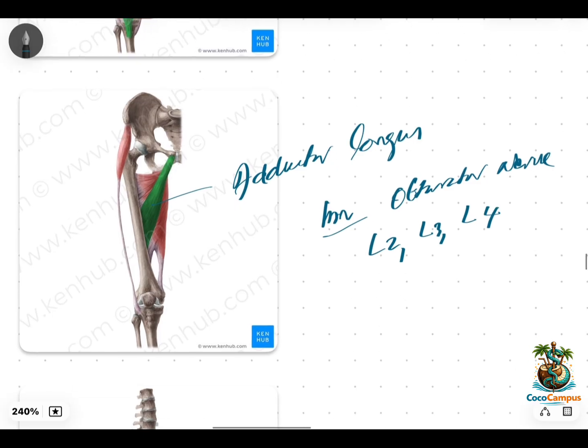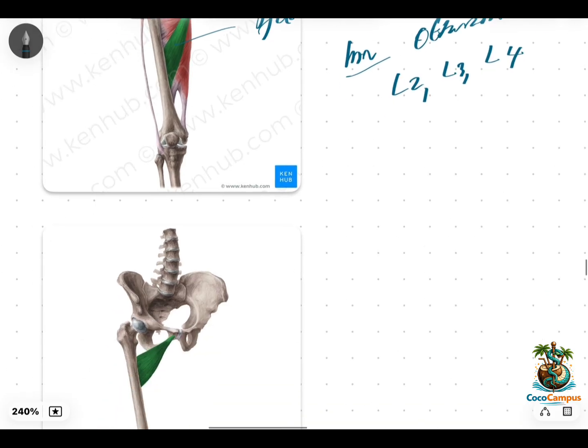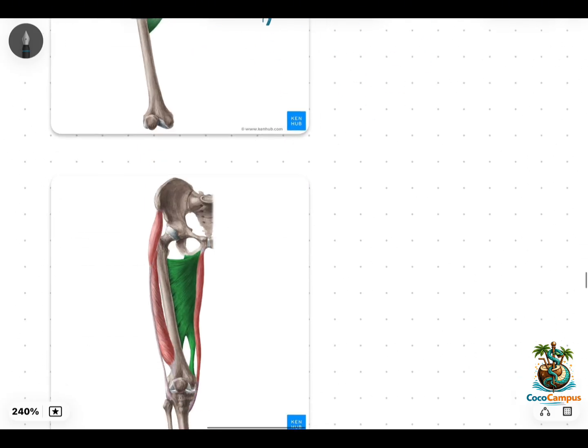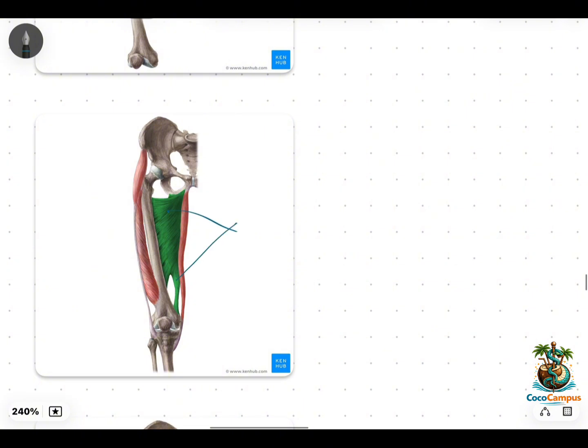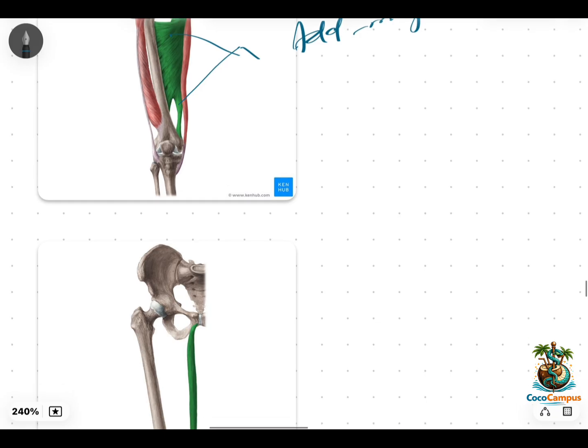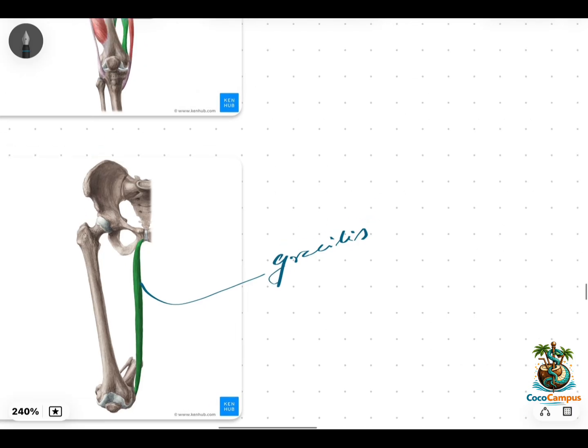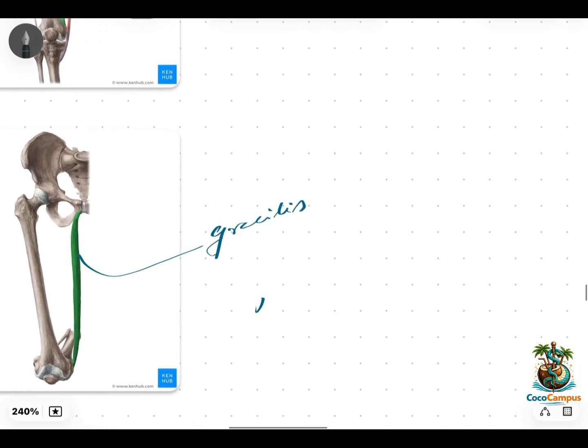So, looking at the muscles: adductor longus, adductor brevis, and adductor magnus. Wow, this dude is huge, right? Usually you just have longus and brevis, but here you've got a magnus too. And gracilis on the medial side. So let us talk about their action. All of them adduct the thigh. Simple. Bringing those knees together.